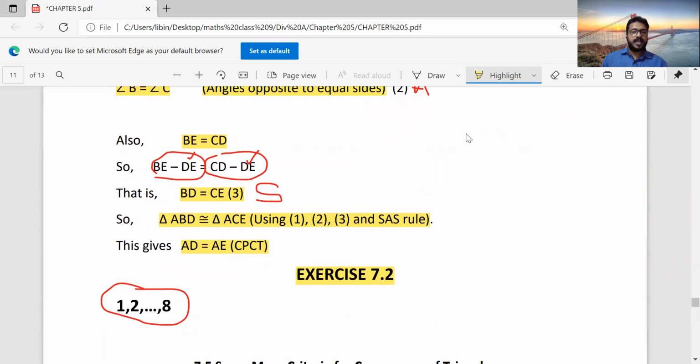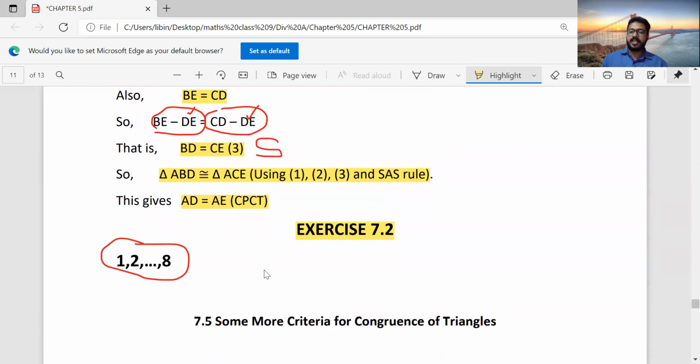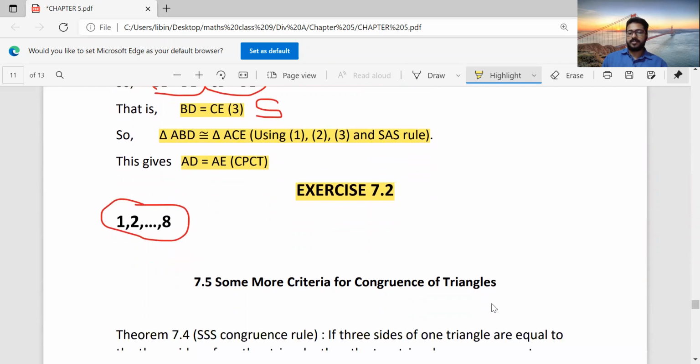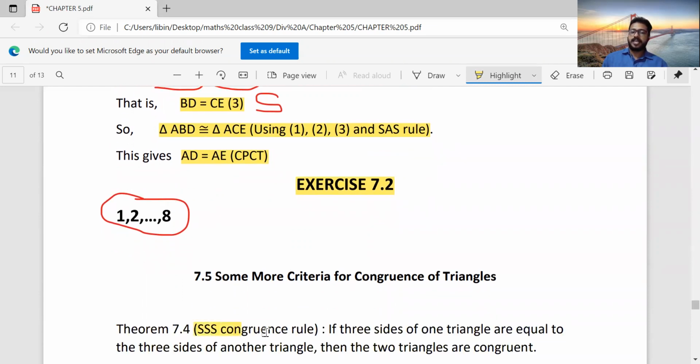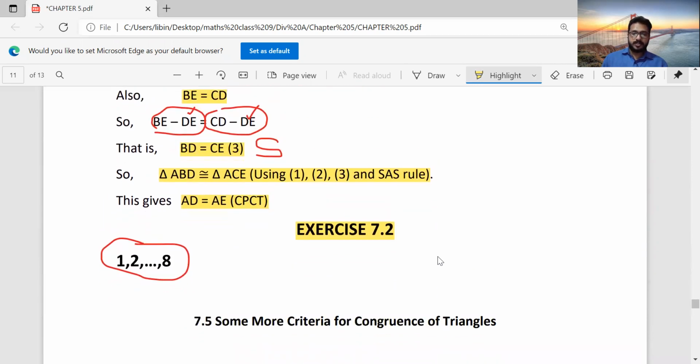Tomorrow we will proceed to our next section, and in that section we will be learning some more criteria for congruence of triangles, where we will be learning the SSS congruence rule. So before going to that rule, you should be familiar with all the rules clearly. That is SAS rule, ASA rule, all that clear.